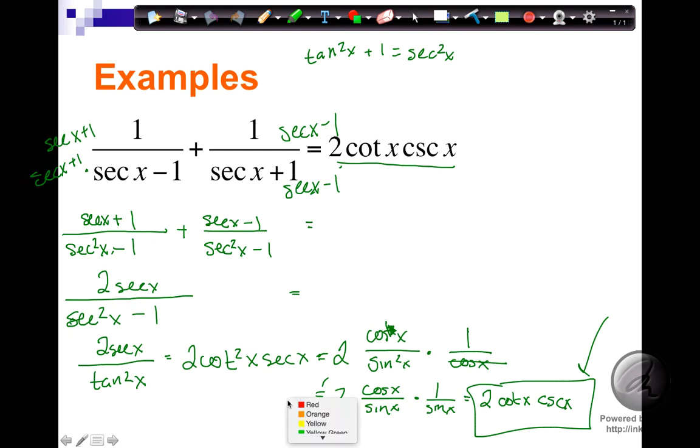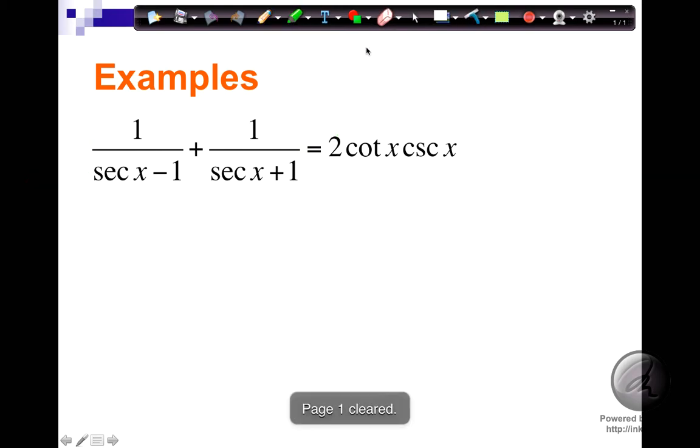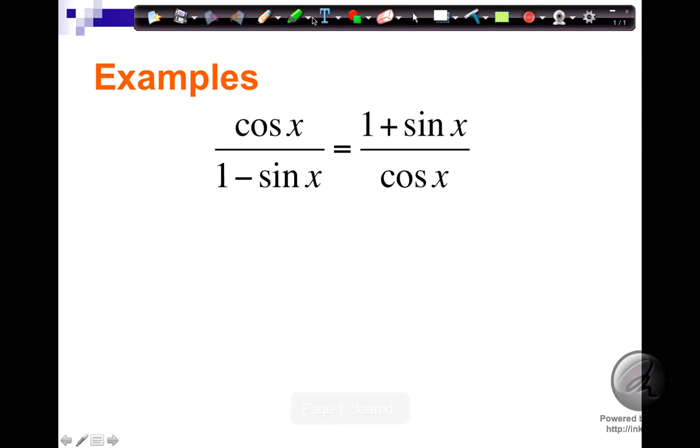All right, so there's our first example. Let's erase that. Let's go to our second example. We want to make the left-hand side look like the right-hand side. And I'm going to mention another time, because I know there are people out there that want to do this, you cannot cross multiply. I'm going to write that very big. Do not cross multiply.